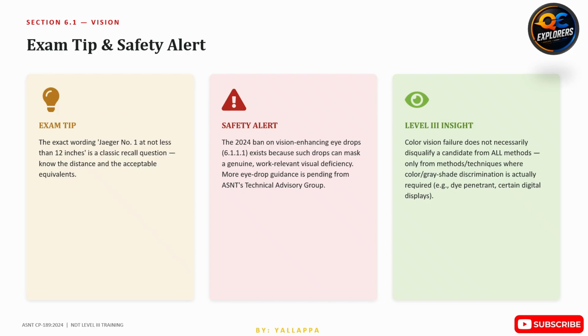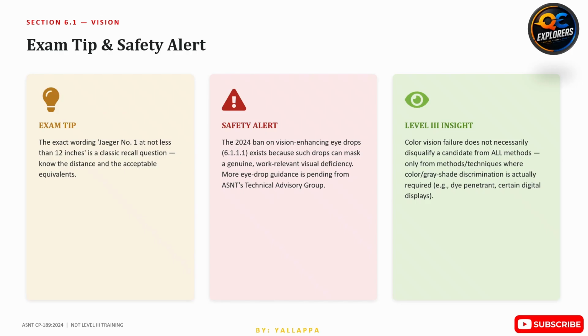Another valuable insight concerns color vision. Failing a color vision examination does not automatically disqualify someone from every NDT method. Instead, the impact depends on whether the specific inspection technique requires reliable color or grayscale discrimination. Methods such as liquid penetrant testing or interpretation of certain digital images may require normal color perception, while other methods may not. This illustrates an important principle throughout CP-189. Qualification requirements should always be related to the actual responsibilities of the inspection method being performed.